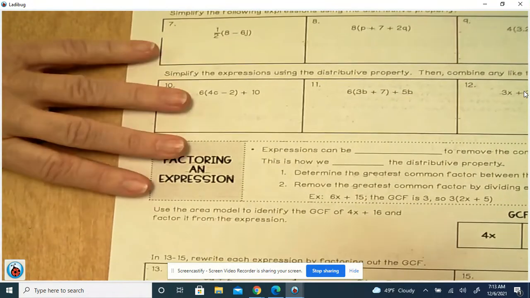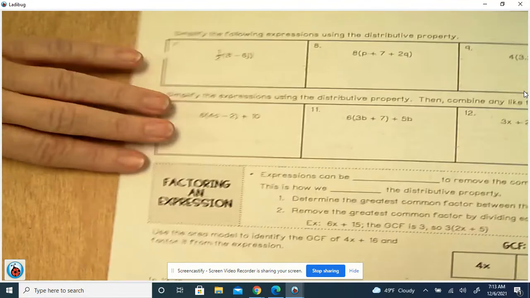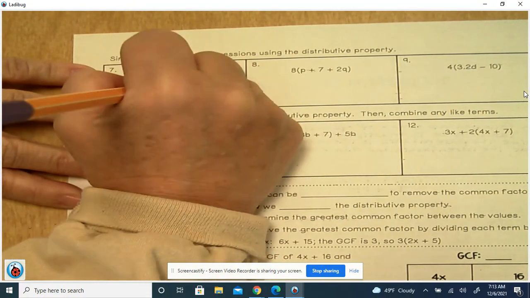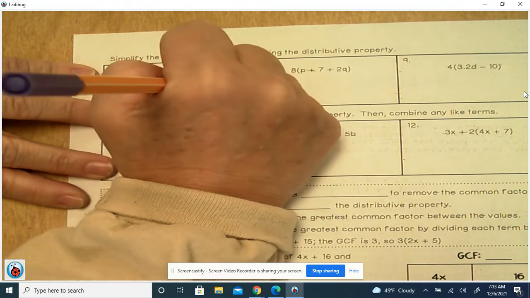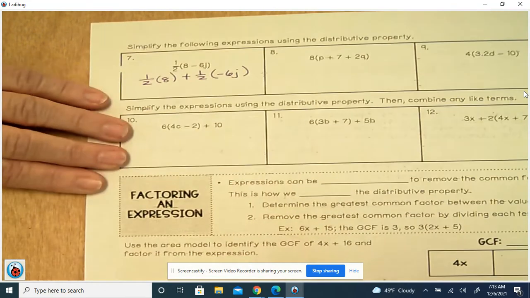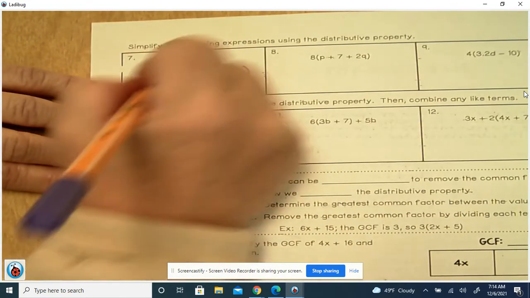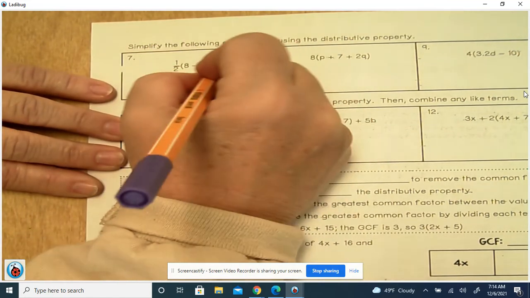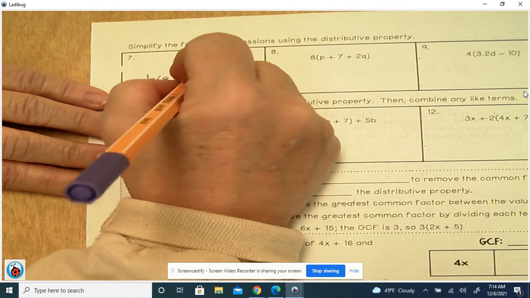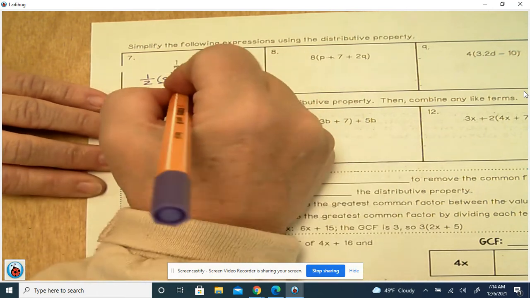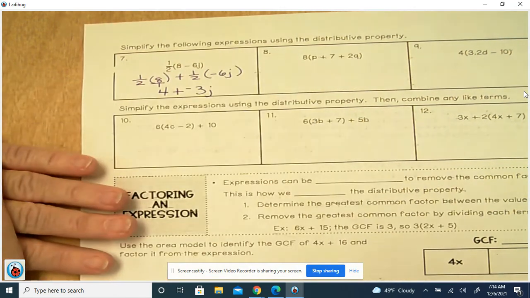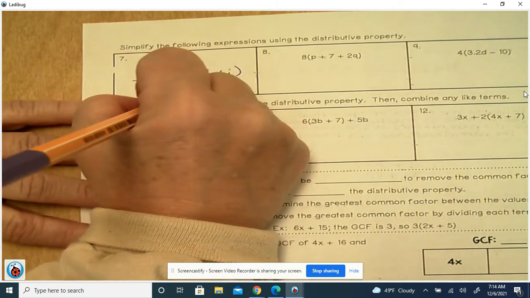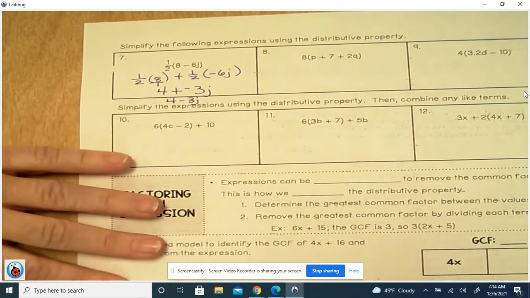All right, more distributive property. We've got 1/2 times 8 plus 1/2 times a negative 6j. So we get 1/2 times 8. If we put that over 1 and multiply, 8 over 2 gives you 4, plus a negative 6 times 1/2 is a negative 3j. So 4 plus a negative 3j. And remember that also can be written 4 minus 3j.